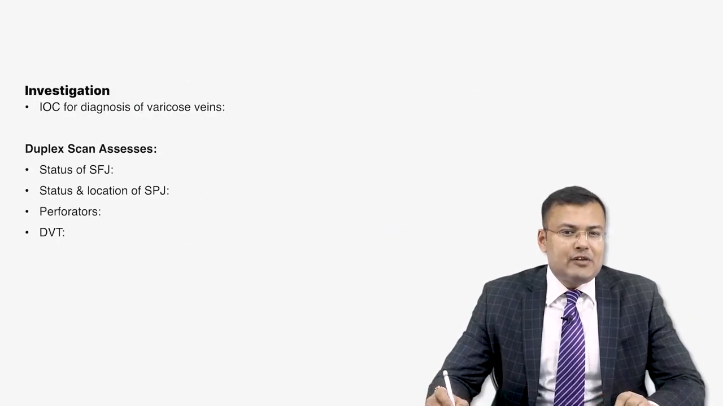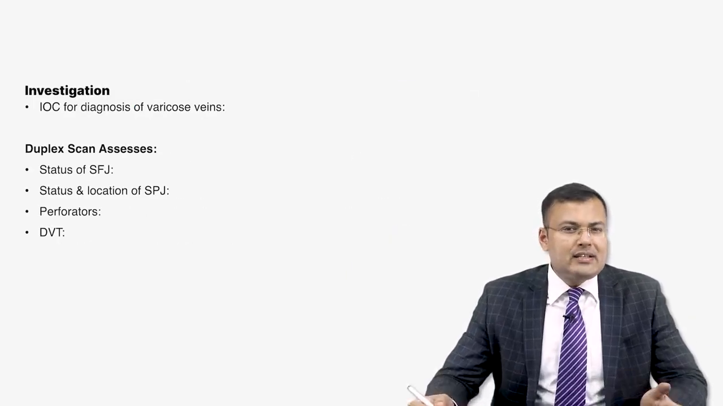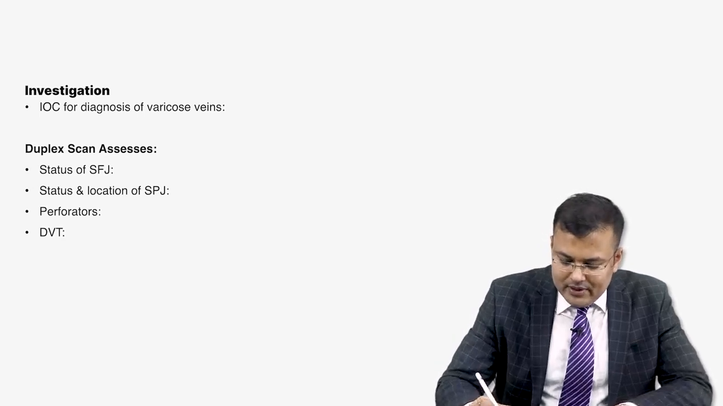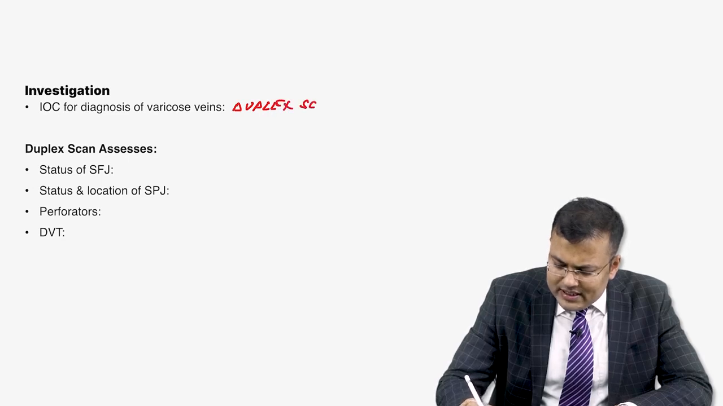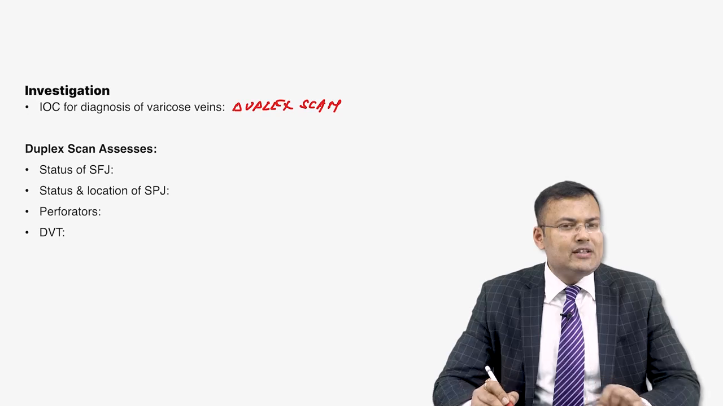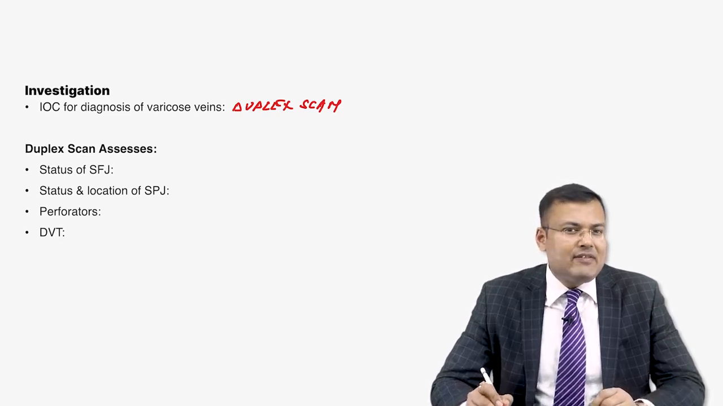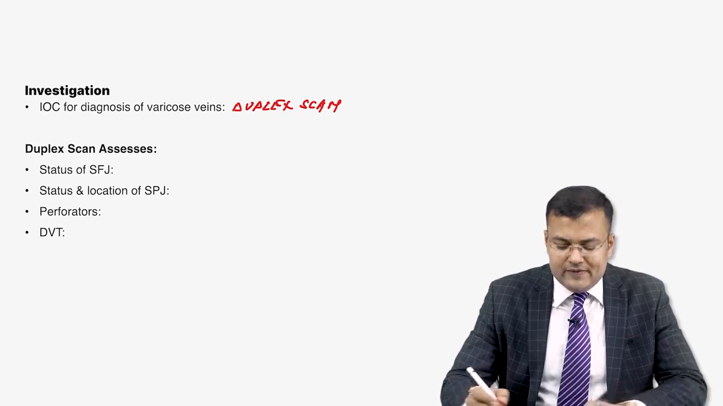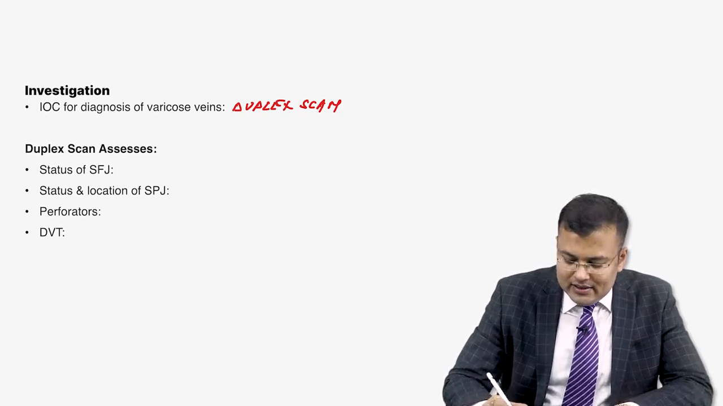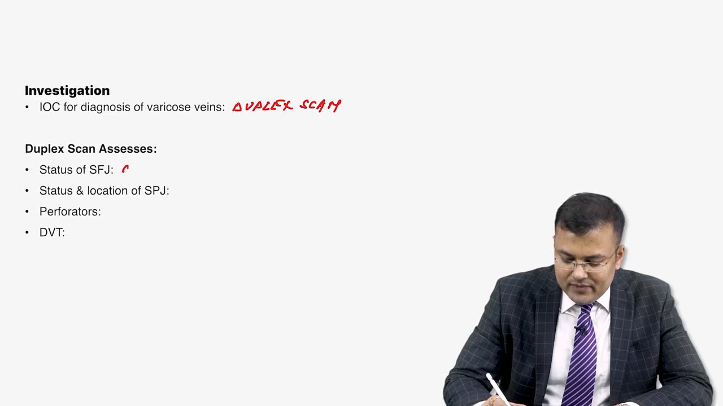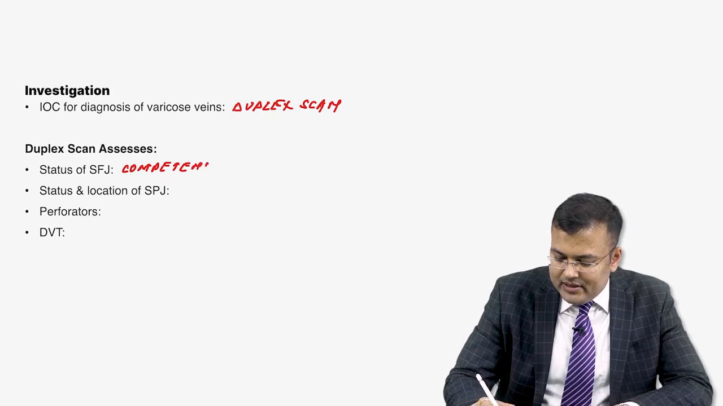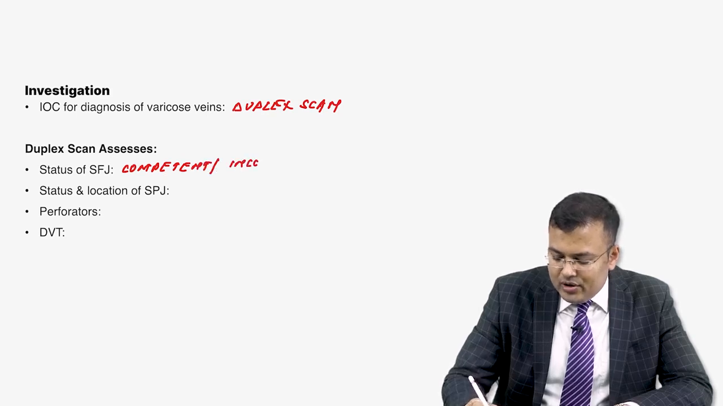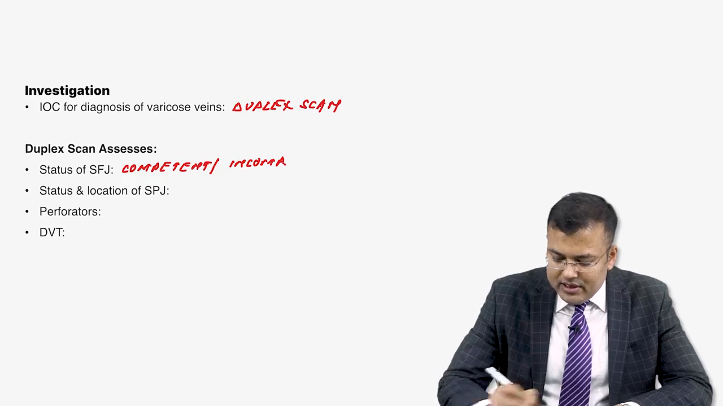Now see the investigation of choice for diagnosis of varicose vein. Just like DVT, it is the same, duplex. What are we going to assess by this duplex scan? The saphenofemoral junction, whose location is fixed. We assess whether it is competent or incompetent.